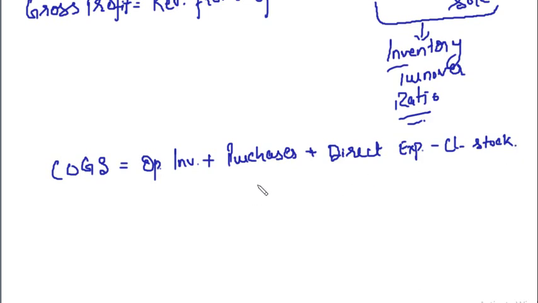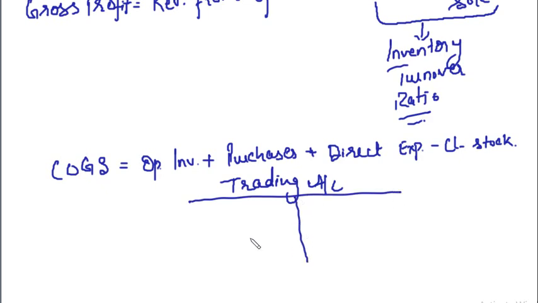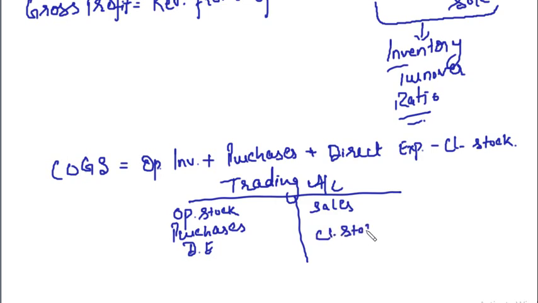I explained it to you with the help of a trading account. Remember? I prepared a trading account where I took, this is opening stock. This is how you prepare the trading account. You add back any purchases, you add any direct expenses. Here you have sales, here you have closing stock, right? Then here you have gross profit. This is how you prepare trading account.